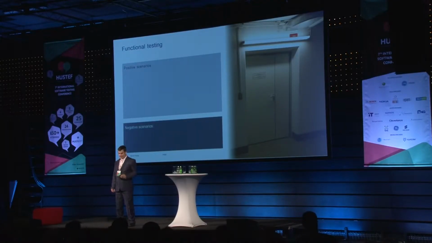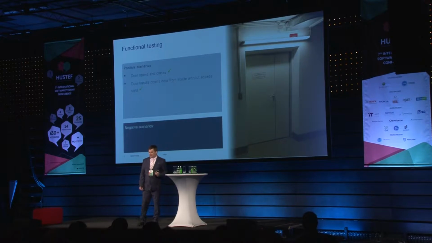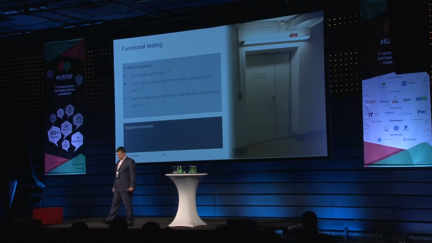So our imaginary functional testing team has created positive and negative scenarios, because they have again analyzed the requirements that we have given. And then they started the testing. So first of all, they checked whether the door opens and closes properly. It worked. They also checked whether the door handle opens the door from inside without using the access card. That worked as well. Then they checked whether the door handle opens the door from the outside, but only with a valid access card. That worked as well.